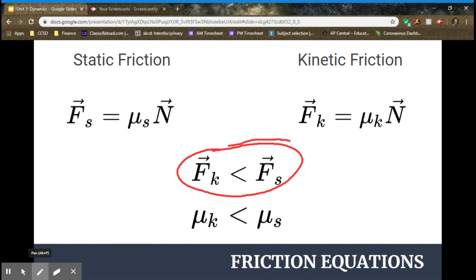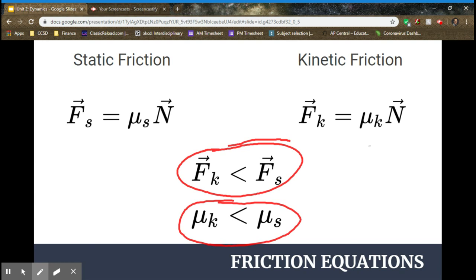Remember, a single object can have a coefficient of static friction and a coefficient of kinetic friction. Likewise, the coefficient of static friction for one object is always going to be greater than the coefficient of kinetic friction. Common sense will help us understand this. If you think about it, it's always more difficult to start an object moving than it is to keep it moving.